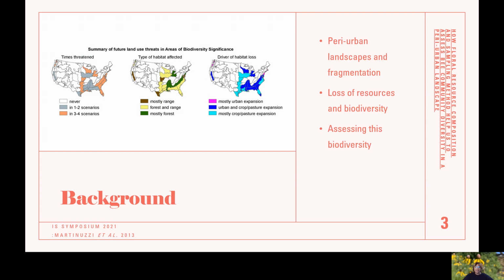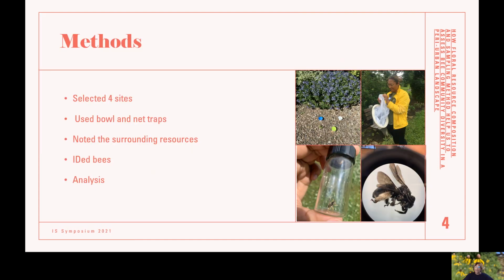So of course, because of this fragmentation, we're seeing a loss of resources and a loss of biodiversity. And of course, as we lose this biodiversity and become concerned with management and conservation of this biodiversity, we have to learn how to assess this, which is what I worked on for my IS.